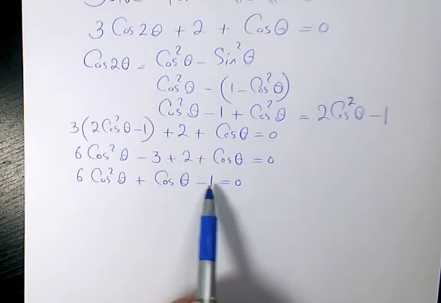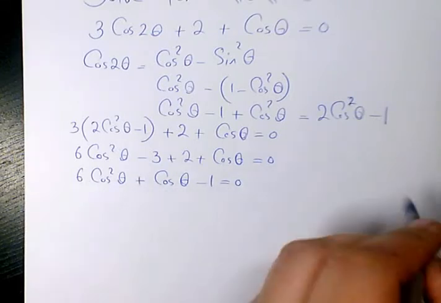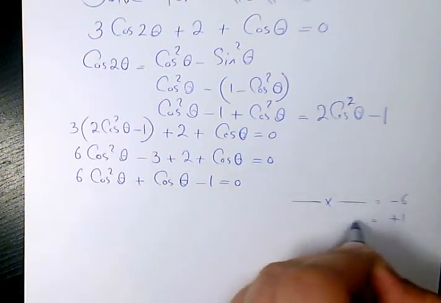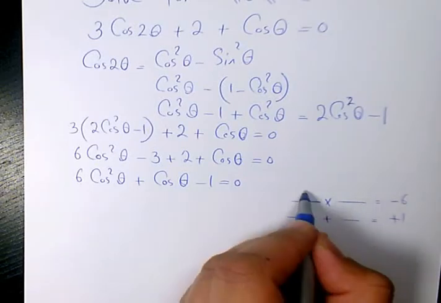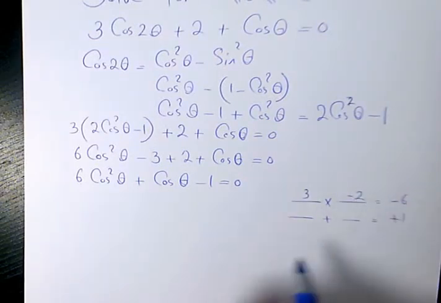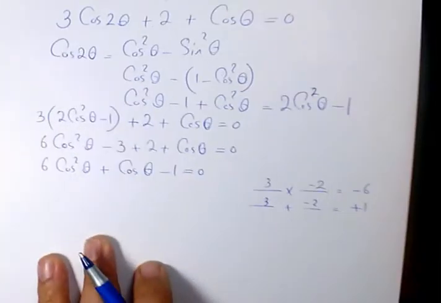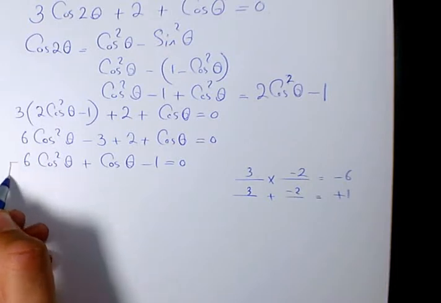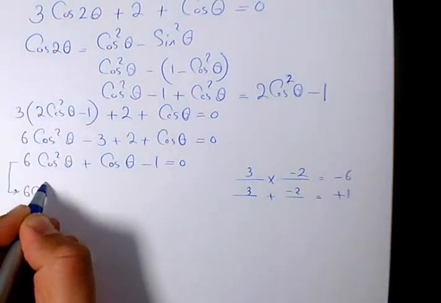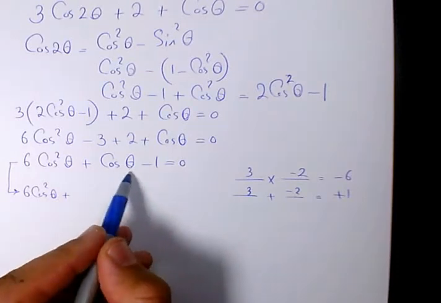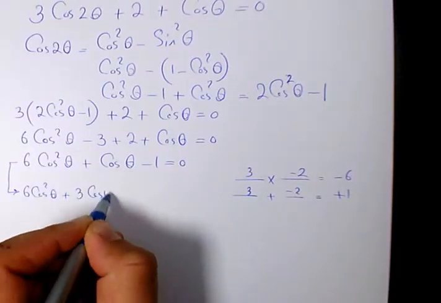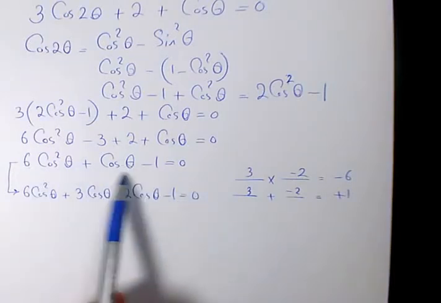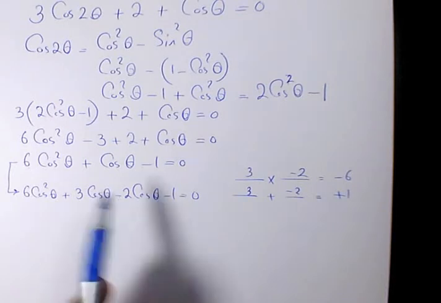I need to use the factoring method. So 6 times negative 1, AC method, it's going to be negative 6, and when you add them, it's going to be positive 1. So we have 3 and negative 2. When you multiply is negative 6, and when you add them is positive 1. Now I need to rearrange this equation here. It's going to be 6 cosine squared theta. Instead of cosine theta, I will write 3 cosine theta minus 2 cosine theta minus 1 equals 0. So instead of cosine theta, I wrote 3 cosine theta minus 2 cosine theta.